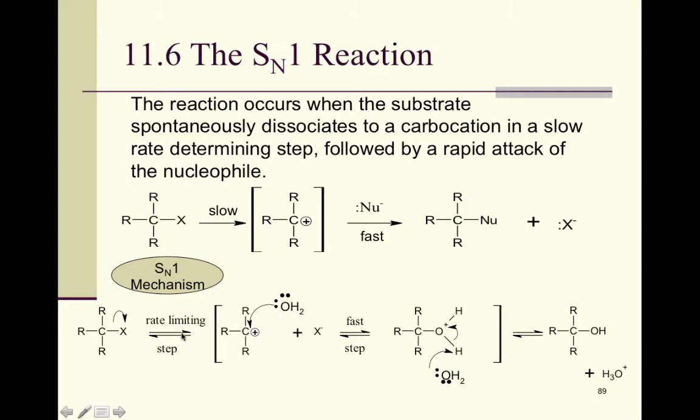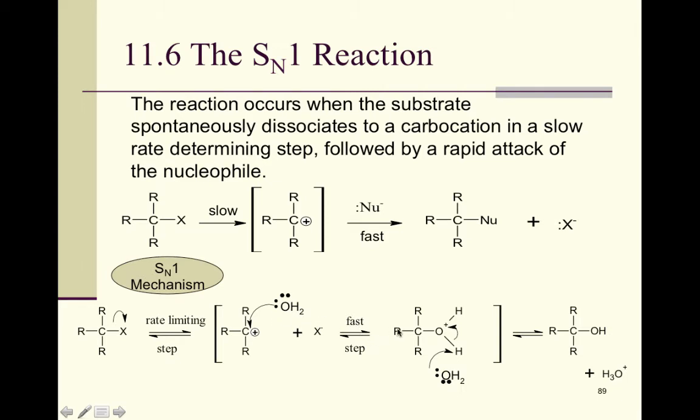It's slower than the other step, so this is our rate limiting step. And what's going to happen? See, the arrows are going in equal direction. It's just as likely for the leaving group to leave as to come back. But if it does leave, we then form our carbocation. And it's during this step that our nucleophile can come in. And we're using water as our nucleophile example here. The nucleophile will go ahead and bond to this carbocation here.